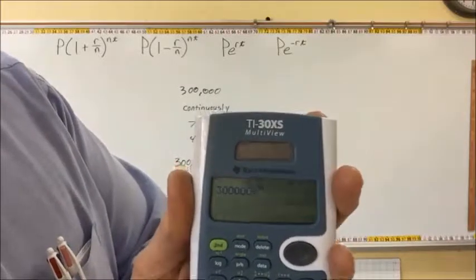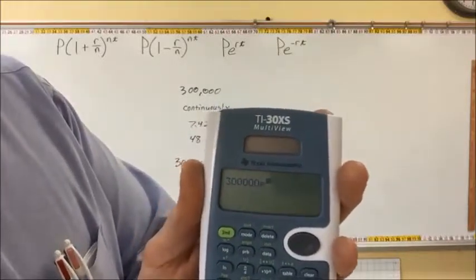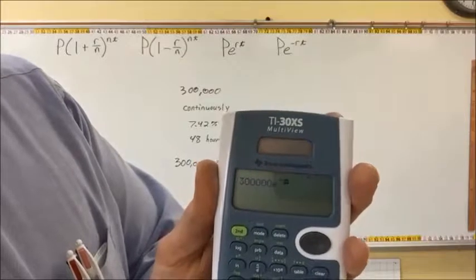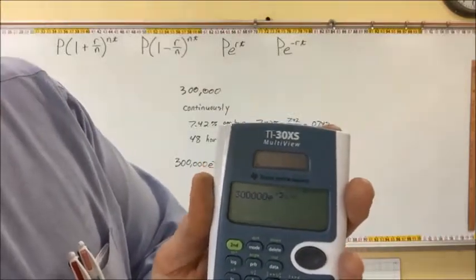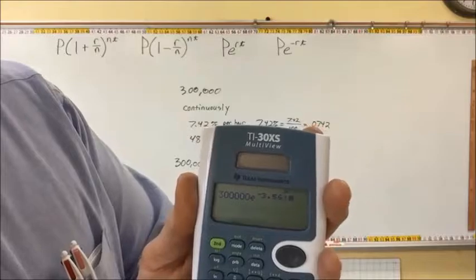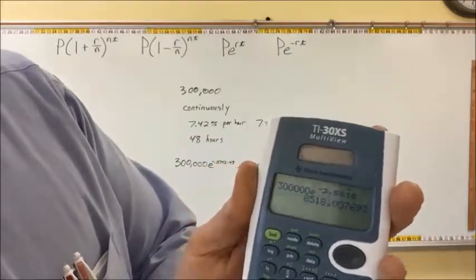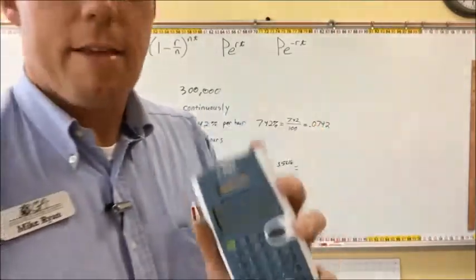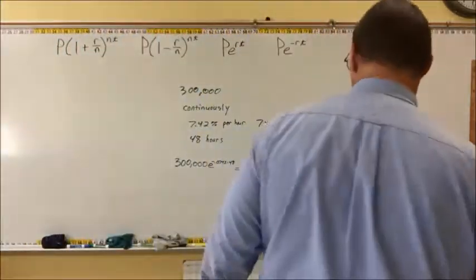Second ln gives us e to the power of, then we'll put in negative 3.5616. Press enter, and we get 8,518. That's a lot less, right? That's a lot less than what we had.